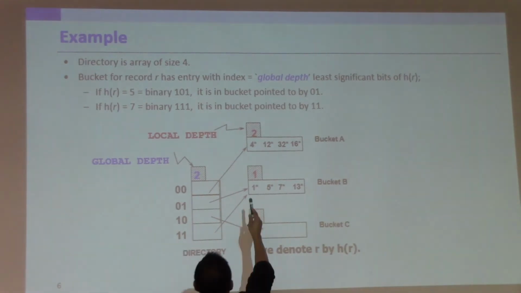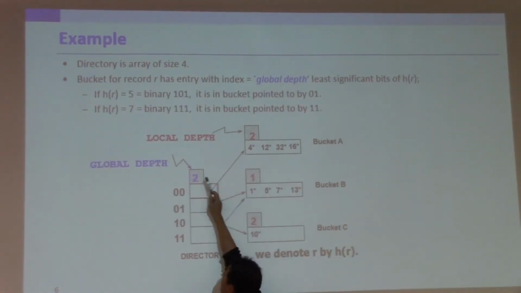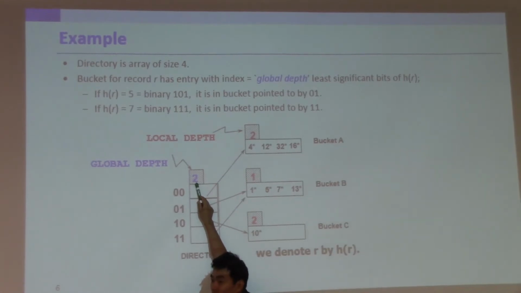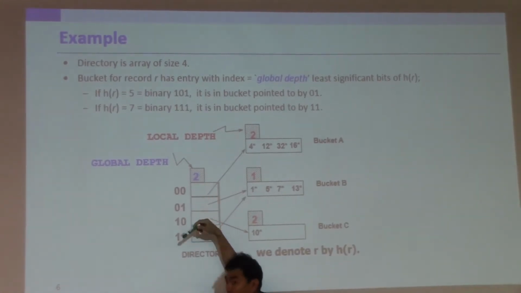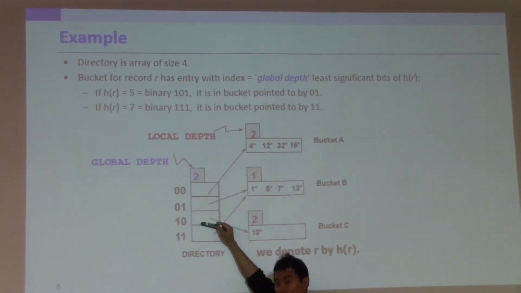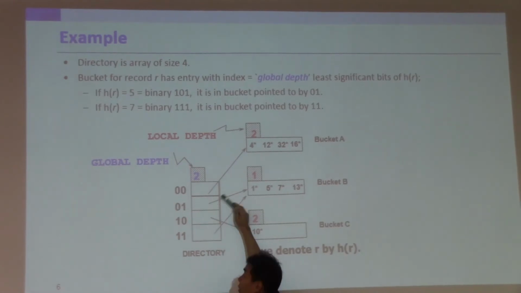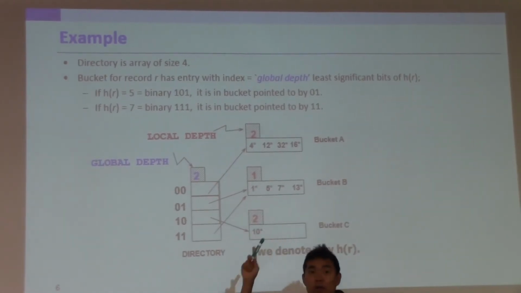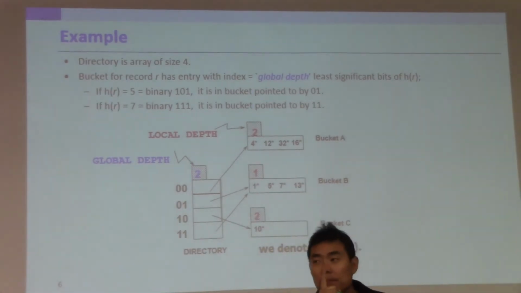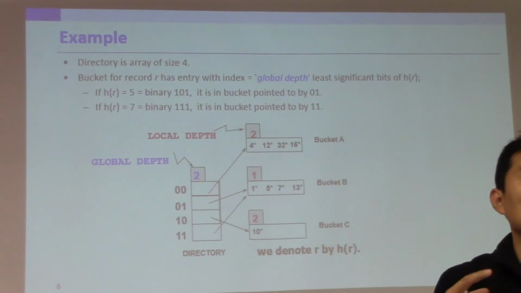That's the significance of this value here. This is what we call local depth. This is what we call global depth. Global depth tells you how many lower-level bits you are looking at in order to index different buckets. Local depth tells you how many lower-level bits I'm looking at to distinguish elements within this bucket.